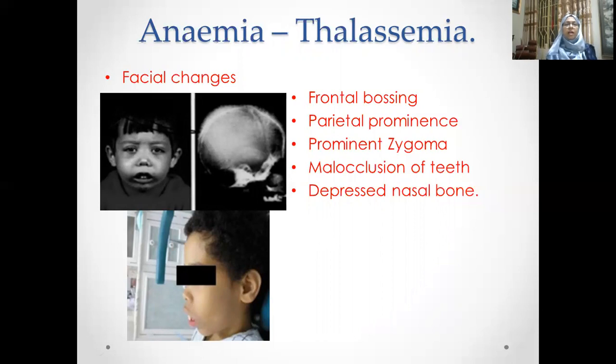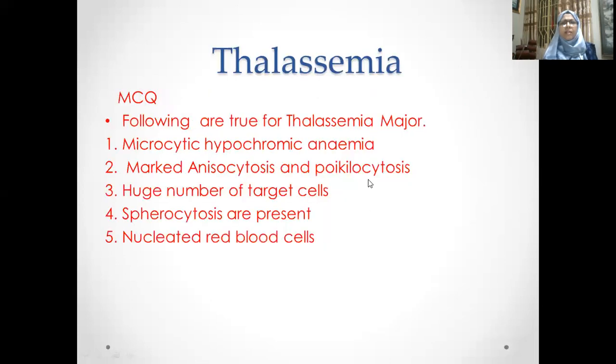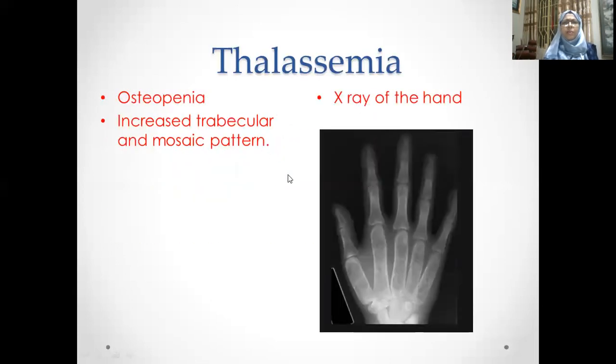Also you can say the baby is moderately anemic and icteric if it is there. But if you are asked for facial changes, you just tell these 5 points, not more than that. And X-ray hand of a child with thalassemia is usually not given in your examination, but still you see there is osteopenia, increased trabecular and mosaic pattern of the short long bones of the hands.